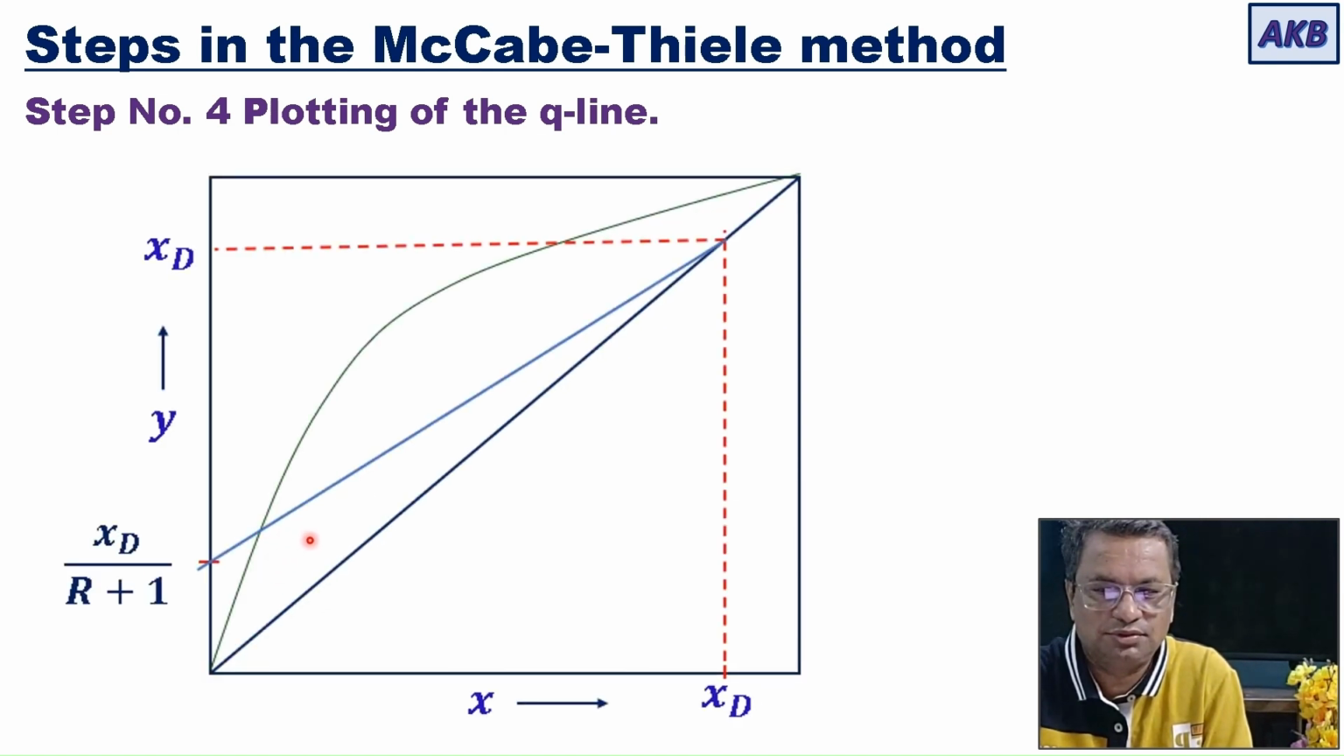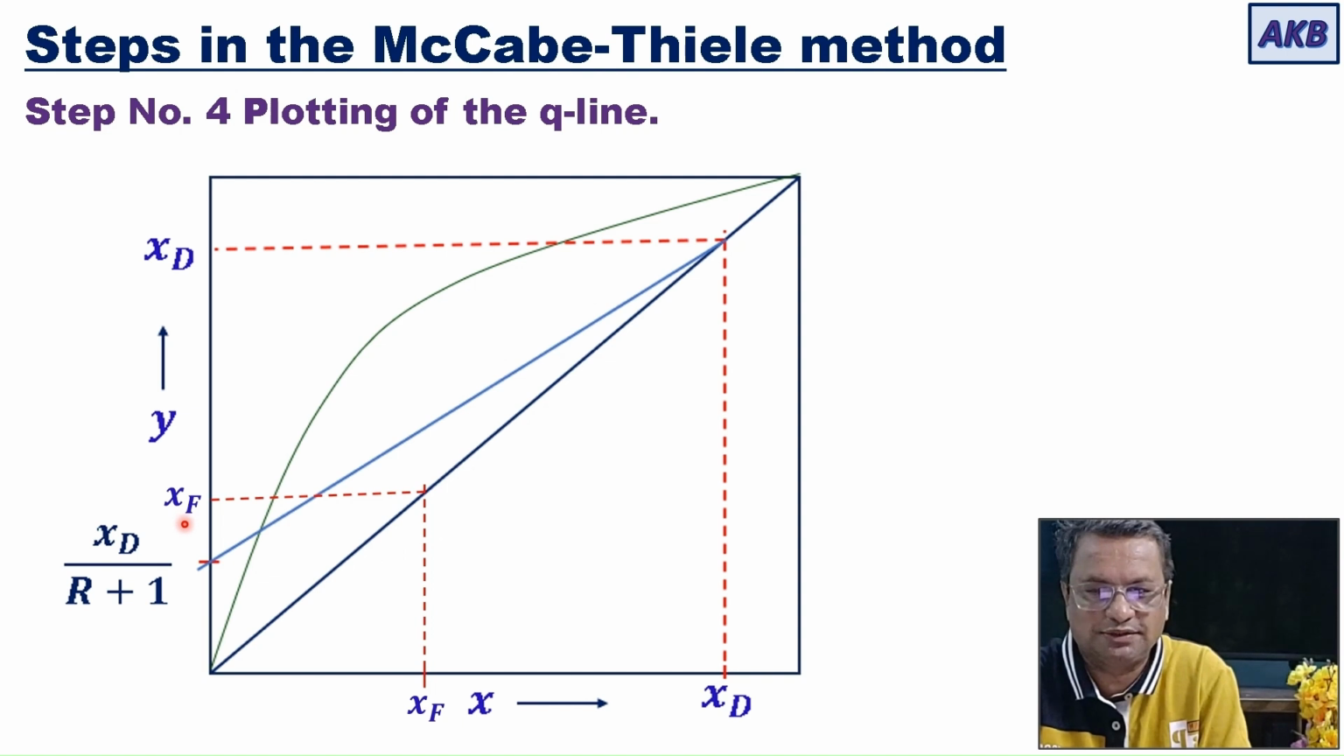So how to plot the Q line? You have this distribution diagram where, in the previous step, we have plotted the rectifying section line. Now, let us plot the Q line. For that, first we will locate the point with coordinates xf, xf. So xf may be more here. With this xf, I go to the diagonal line, and if I go to the y-axis, this will also be equal to xf.